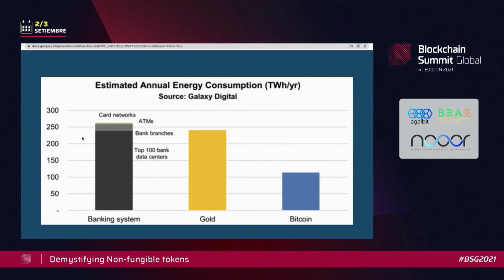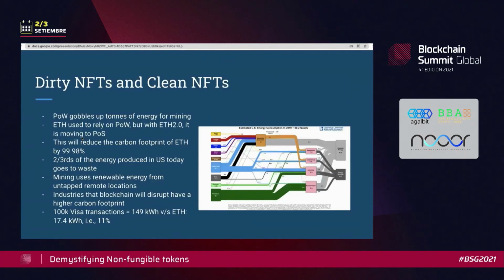There is a concept of clean and dirty NFTs. Dirty NFTs are those that are backed by Ethereum 1.0, where it is proof of work and it uses a lot of energy. So Ethereum, which used to rely on proof of work, has now gone to Ethereum 2.0, which relies on proof of stake. And this will reduce the carbon footprint of Ethereum by 99.98%.